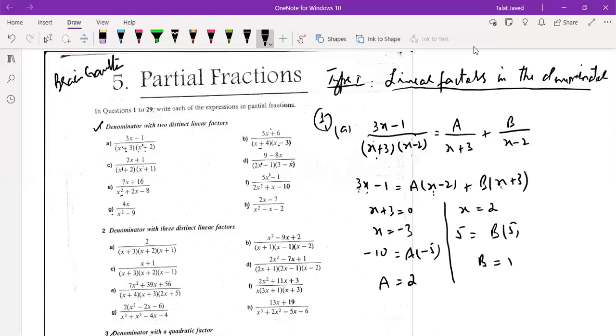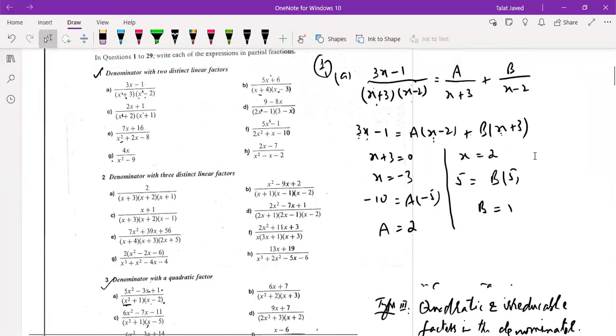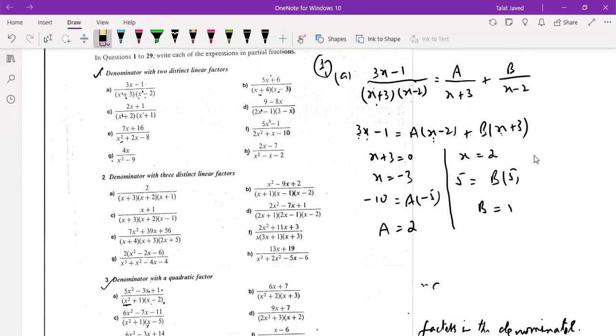Now substitute these values of A and B, and we get the final answer.